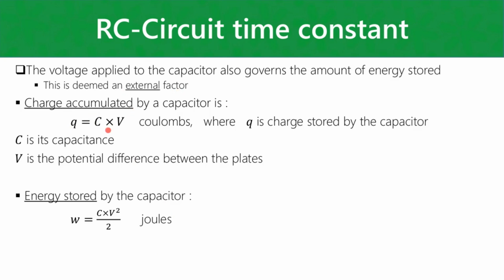Again, charge accumulation: the charge accumulated by a capacitor is just the capacitance times the voltage applied. The voltage applied is considered an external factor, so the bigger the voltage, the more charge will be stored. The energy stored on a capacitor when fully charged is the capacitance multiplied by the applied voltage squared, divided by 2, and this energy is measured in joules.